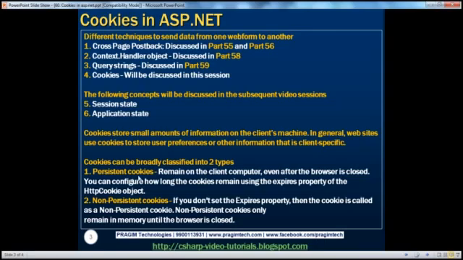So cookies can be broadly classified into two types: persistent cookies and non-persistent cookies. Persistent cookies remain on the client computer even after the browser is closed. You can configure how long the cookie remains using the expires property of the HTTP cookie object. Whereas non-persistent cookies, if you don't set the expires property, then the cookie is called a non-persistent cookie, because non-persistent cookies only remain in memory until the browser is closed.